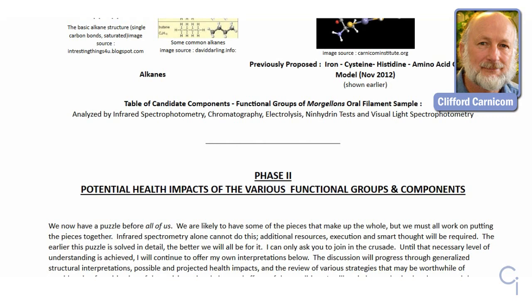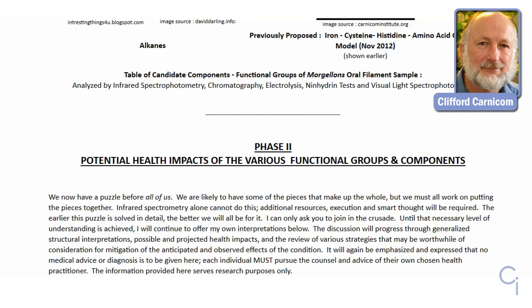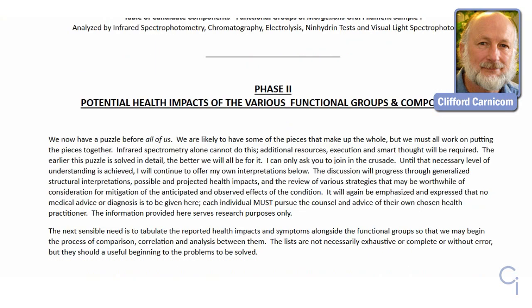Now I know that took a little while, but what we see now is that we are at the beginning of phase 2, where the title is Potential Health Impacts of the Various Functional Groups and Components. Let's see if we want to read. I'm going to go ahead and read you a couple of sentences because this lays the groundwork for what the next 20 or 30 pages is about. Let's read a little bit of it.